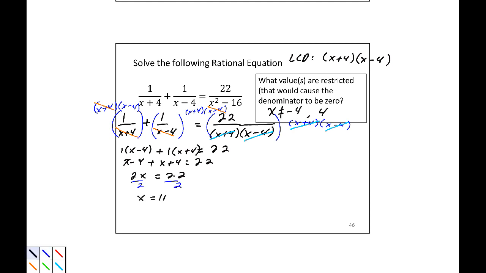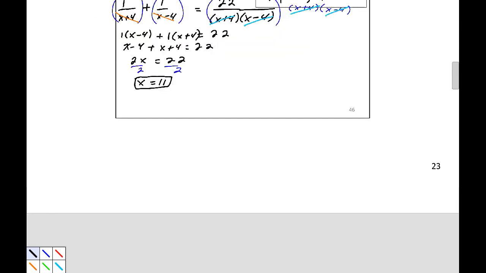Now because we have these restrictions up here, x cannot equal negative 4 or positive 4, because 11 is neither of those, this should be a valid solution, and we could evaluate this. We could plug it into that equation and see if it works. That'd be 1/15 plus 1/7. Again, I'm plugging these in. 1 over x plus 4, so that's 1/15. Plus 11 minus 4, which is 7, so 1/7. Okay, and the other side, 22 divided by 11 squared minus 16. Those two values are the same. This checks out.